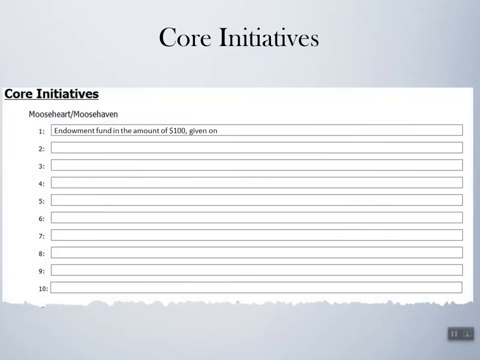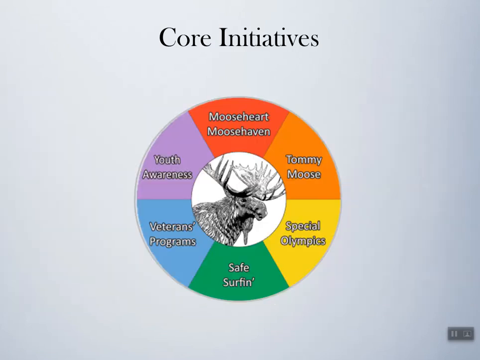This is where you would enter those endowment fund donations that I referenced earlier, being certain to include the amount as well as the date that it was made. If your lodge has made more than one endowment fund donation this quarter, please combine the amounts into one total number and enter it on the line, as well as the dates that it was given. You're also going to enter any other donations or volunteering that your lodge has done for Mooseheart or Moose Haven.